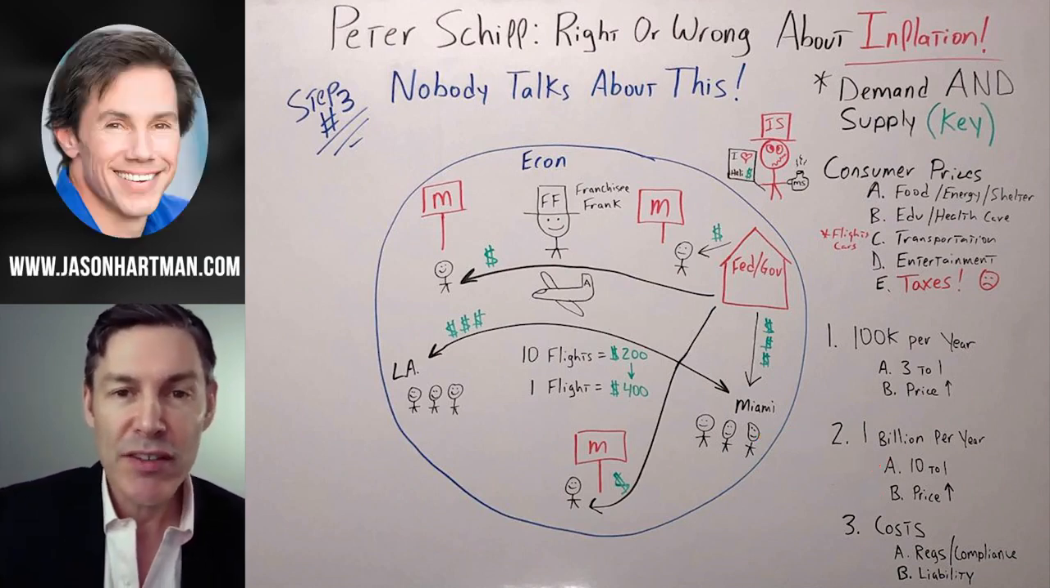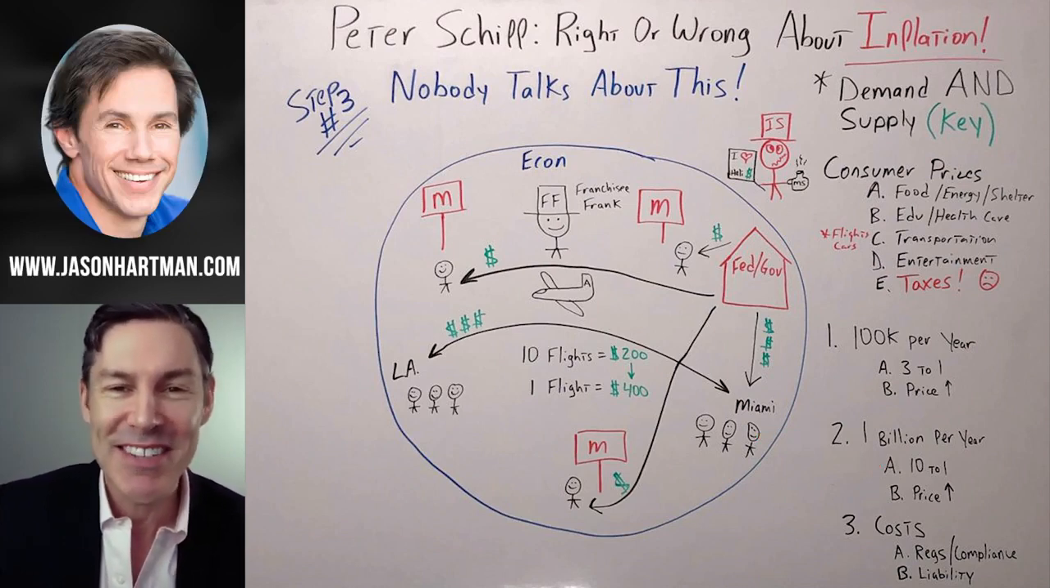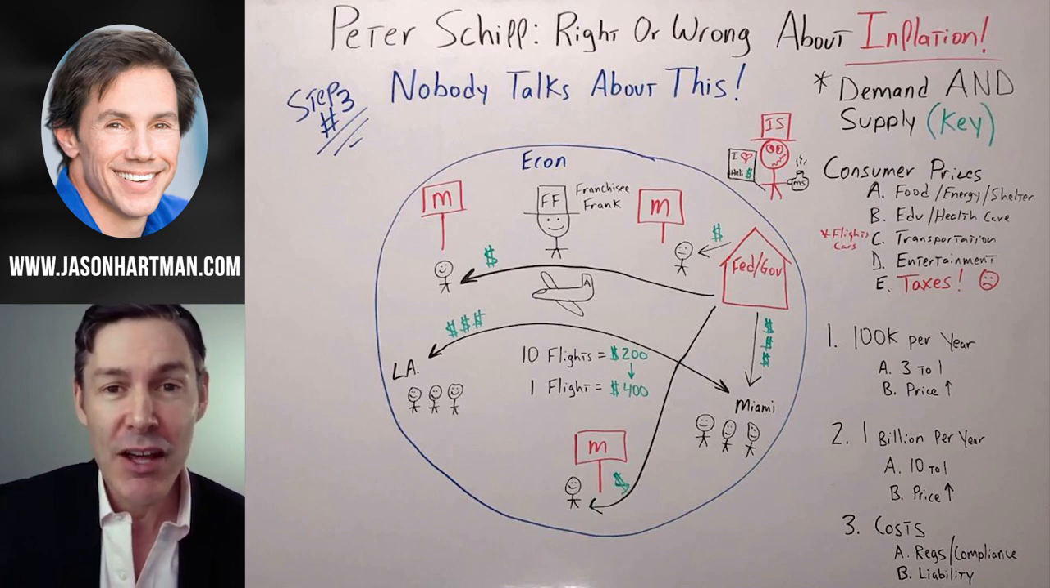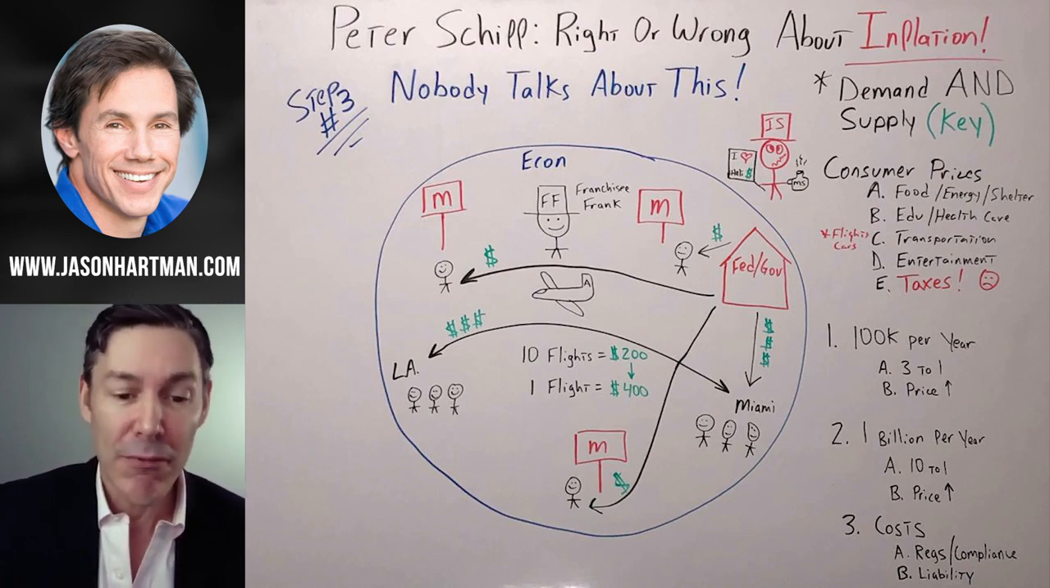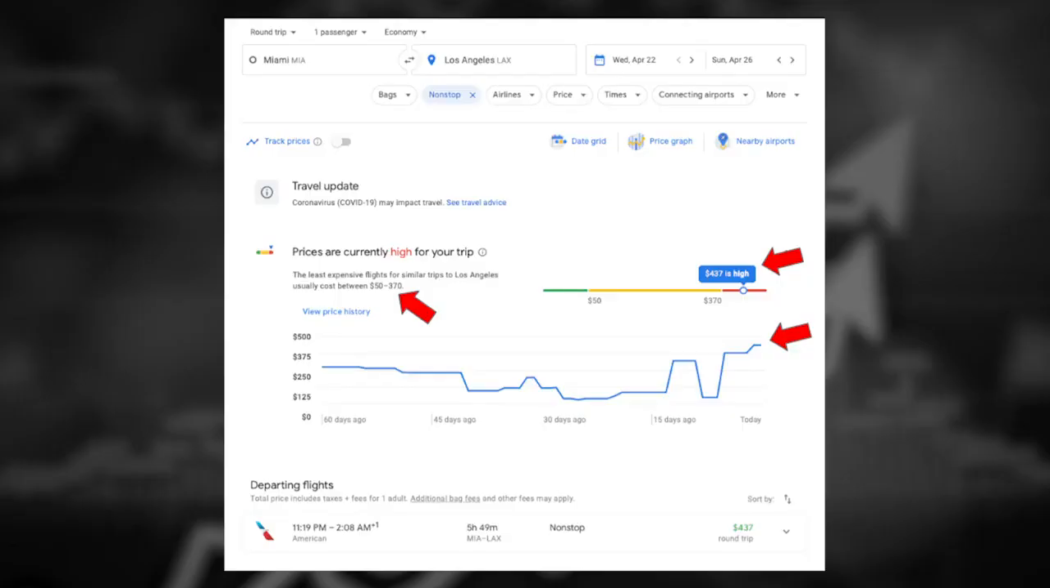My good buddy Jason Hartman with jasonhartman.com, the premier real estate expert, but also a very keen macro thinker, sent me over some data just the other day about flights he was looking at from Miami to LA. And what do you think happened? Editor, throw up the chart. Sure enough, the prices were pretty stable, but then the cerveza sickness hit and prices plummeted from, let's say, $250 all the way down to under $100.